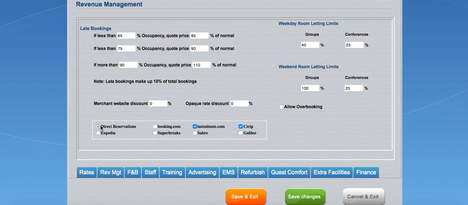Final section on this page is for channel management. This is our OTAs, our online travel agents, and global distribution systems. Very simply, we can open and close those by ticking the boxes or unticking the boxes. You will need to assess what you think is the best strategy, and you will have to have a play based on the commissions and based on what you would like to try and sell within that area.